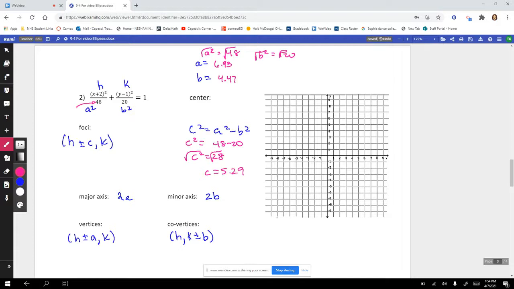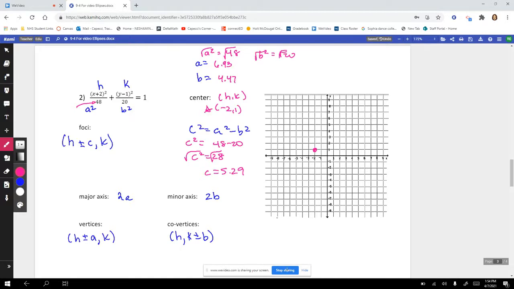All right, so let's see what we have to plot here. So if I look at my center, we know my center is going to be (h, k), right? So my center is going to be at -2, 1. So that's going to be important. So I have -2, 1. I'll graph that right now.